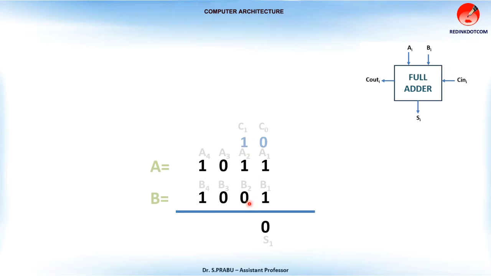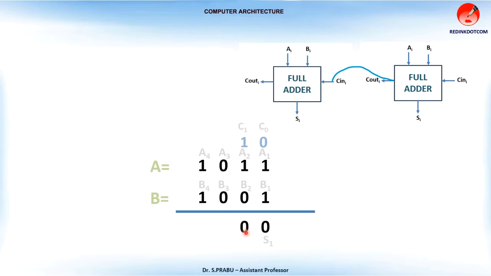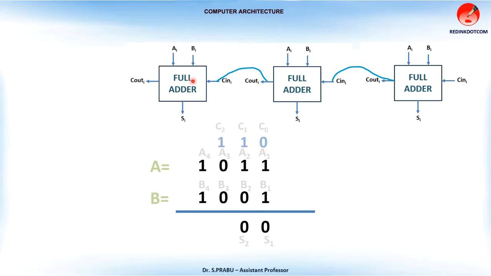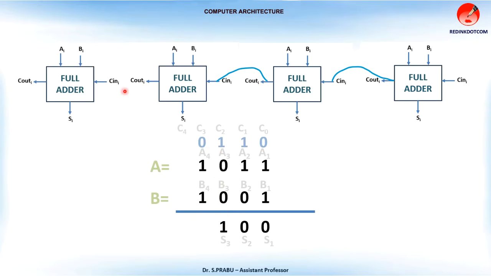For these 3 bits, we need another full adder and this one can be added with second bits of A and B. So this full adder can add these 3 values, 1 plus 1, 0 is the sum and it generates the carry. So this carry can be propagated into the third full adder. So these 3 values can be added by this full adder and the sum is 1, carry is 0. So these 3 numbers can be added by another full adder.